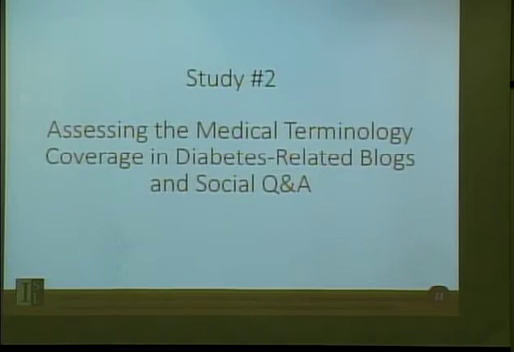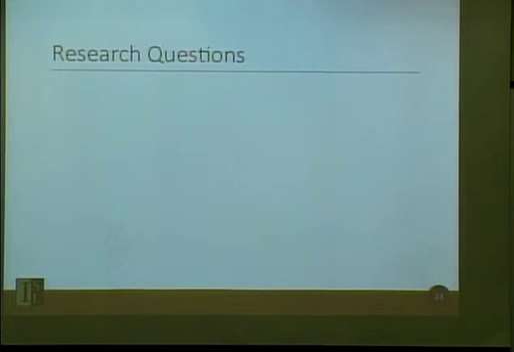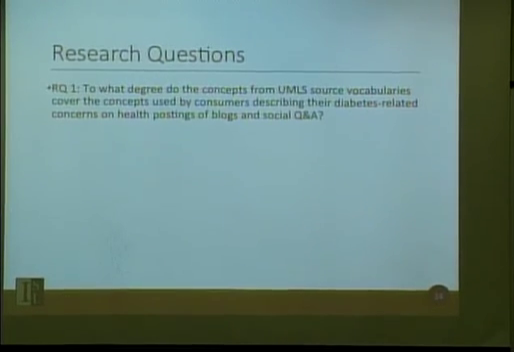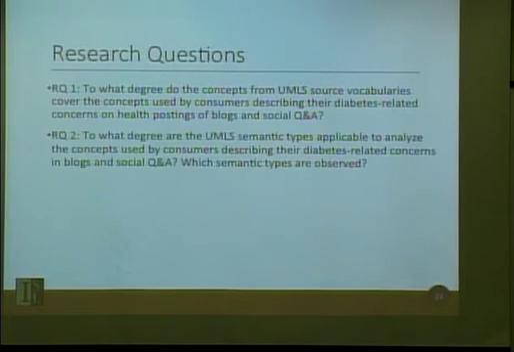And later, because in study 1 we only looked at the tags, in study 2 we want to expand our search into whole blog content as well as social question answers, because we are very interested in terminology coverage, what the blog content is like. Our research question for this part is that we want to assess to what degree the concepts from the UMLS source vocabularies cover the concepts used by consumers describing their diabetes-related concerns on health postings of blogs and social question answers. And then we want to see which semantic types are applicable to analyze the concepts used by consumers describing their diabetes-related concerns in blogs and social question answers. The reason we want to look at the semantic type is because we want to use this information for our next study. So you'll see what we're using.